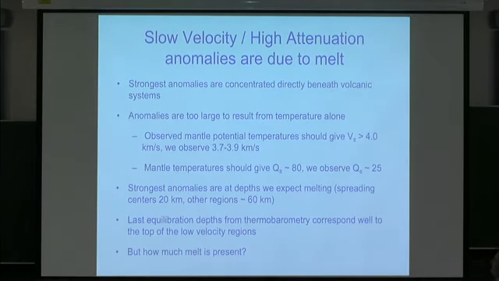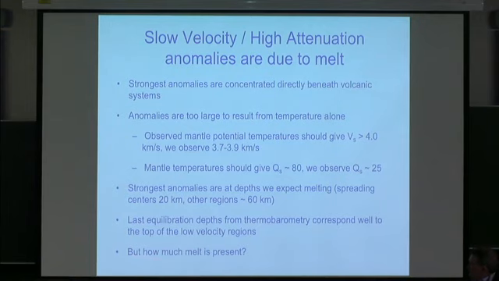So, some of our summary here would be: the strongest anomalies are concentrated directly beneath volcanic systems. The anomalies are too large to result from temperature alone, and the strongest anomalies correspond well with the depths where we expect melting. The strongest anomalies correspond well with the equilibration depths from thermobarometry for the top of the low velocity regions.